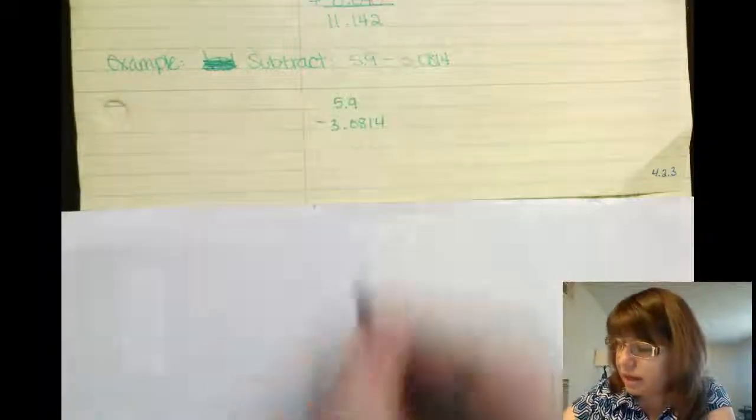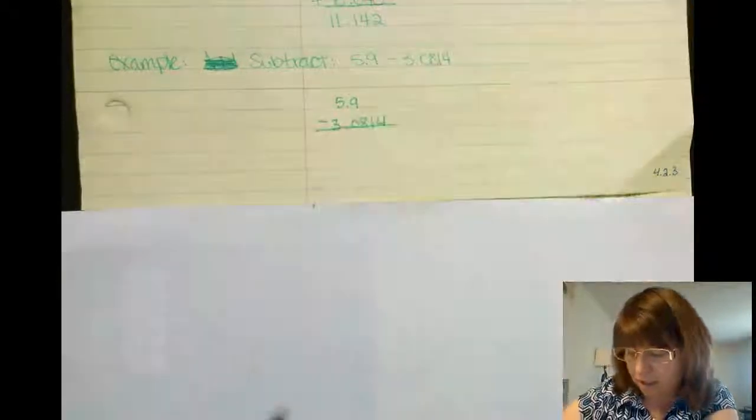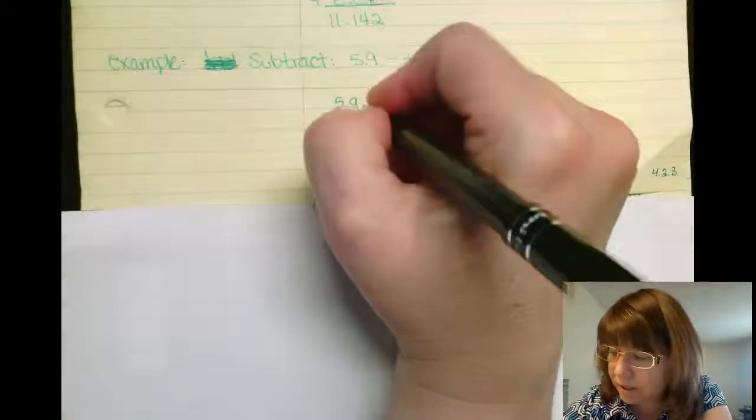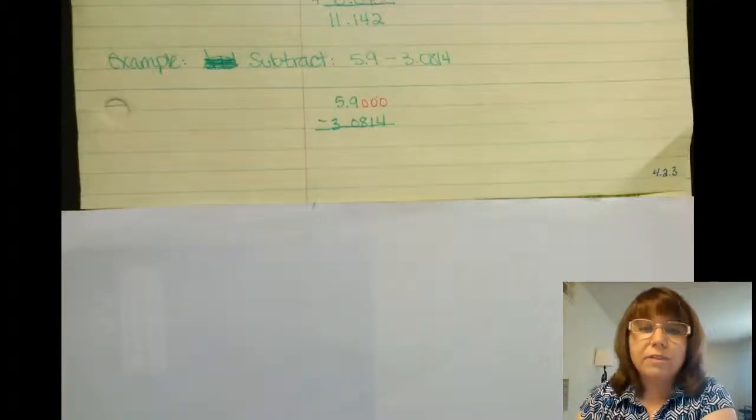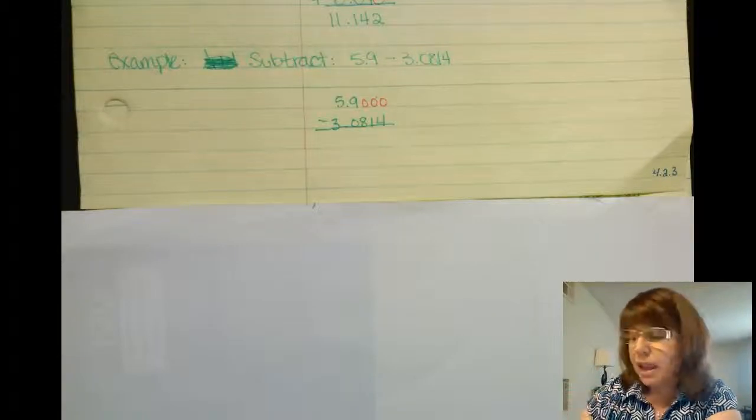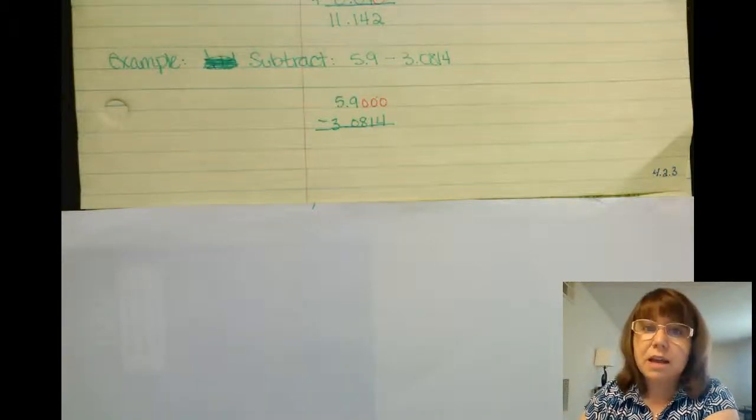3.0814. And again, for me, I like having placeholders just so I can immediately see what I have in front of me and what I don't. So it does hold that place. And in this problem, this is really great because I'm going to have to borrow.